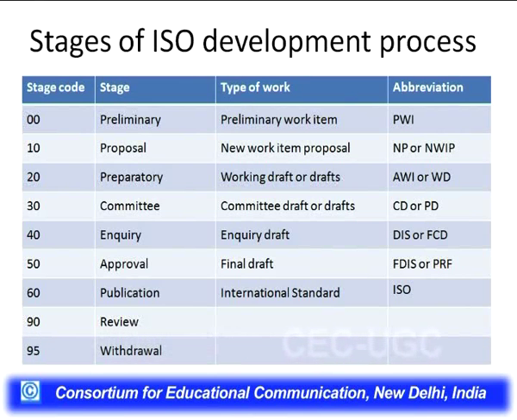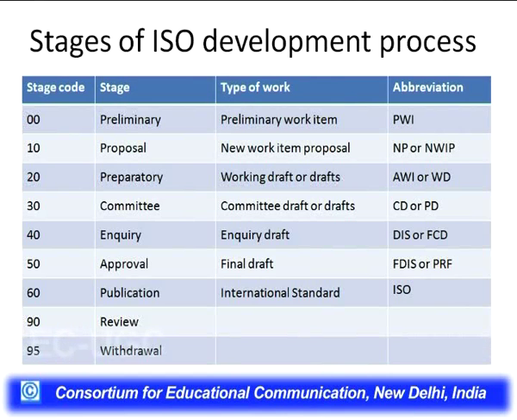The type of work done in this stage is the preliminary work of the item, and it is usually abbreviated as PWI. The second stage, which has a code of 10, is the next stage and is called proposal, and what is done here is that a new work item is proposed.